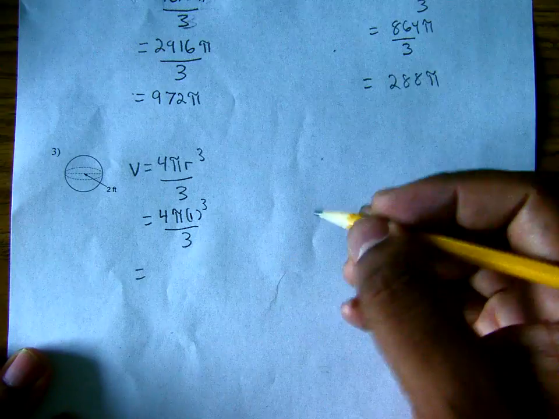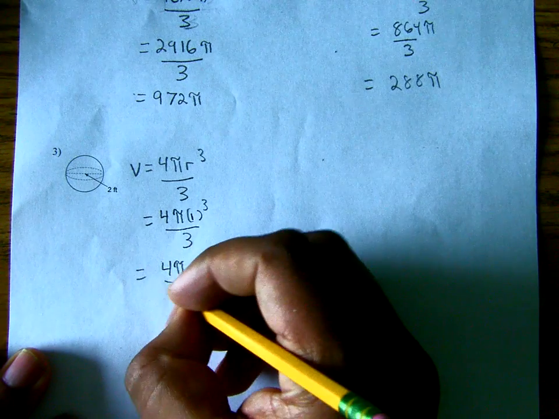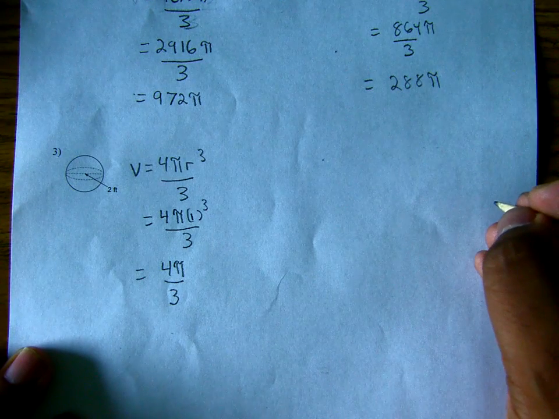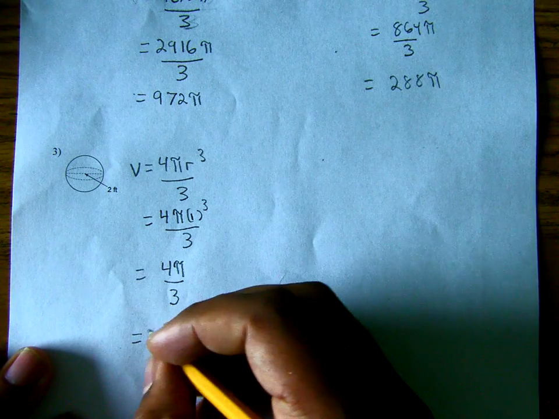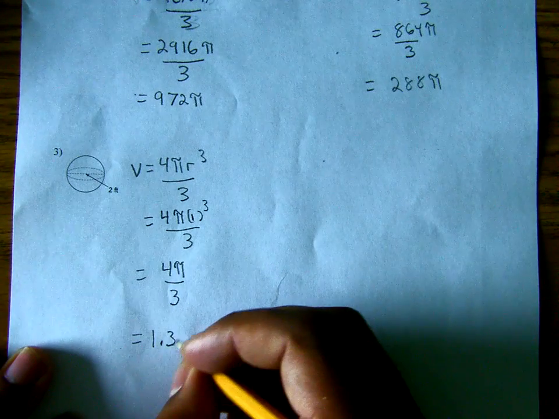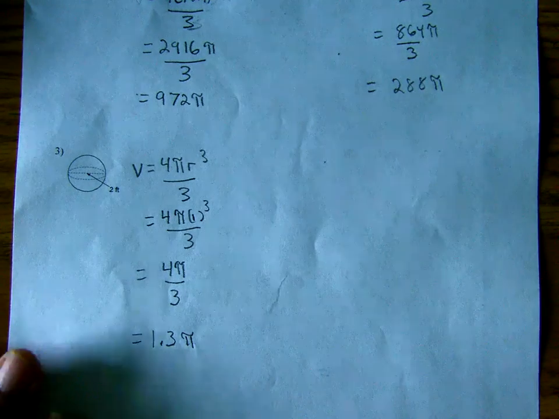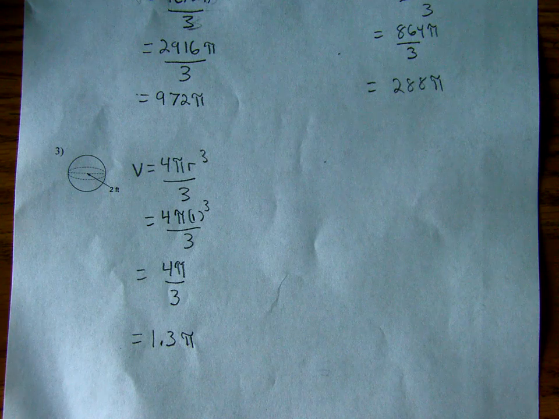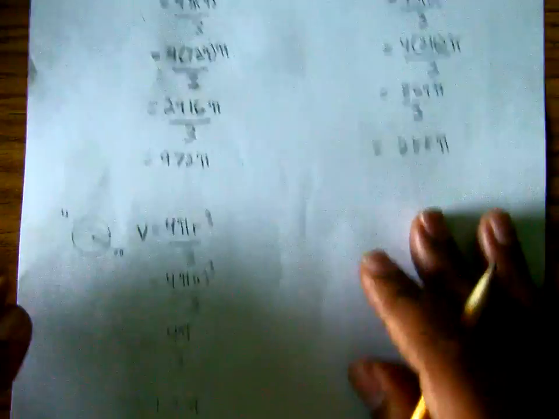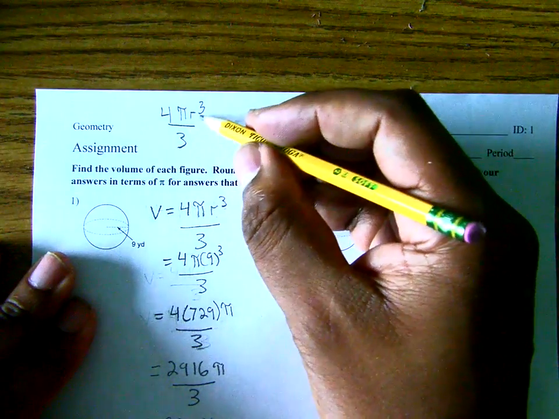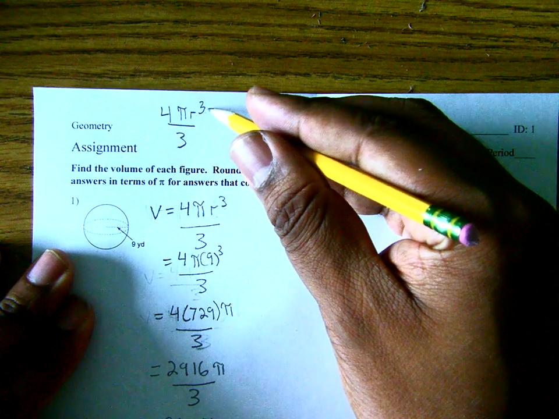1 times 1 times 1 will be 1, and 1 times 4 pi will be 4 pi, divided by 3. And that's going to get you the decimal 1.3333, and if we round to the nearest tenth, that'll be 1.3, and we're going to leave our pi on here. And that's pretty much it. Just make sure you use this formula, which is 4 pi r cubed divided by 3. And you want to make sure you use cubed and not squared.